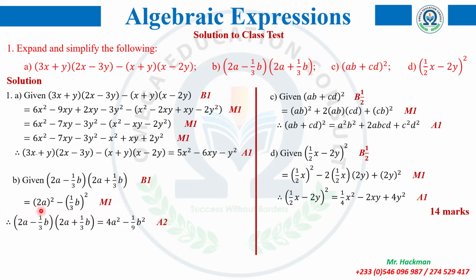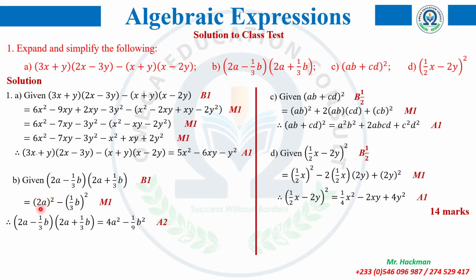Because without the brackets, you shouldn't get 4a squared. You are supposed to get (2a) squared. Take note. Without the brackets here too, you shouldn't get 1 over 9b squared. You are supposed to get (1 over 3b) squared. Take note. So the brackets must really be indicated. So difference of two squares expansion, which will give us this.